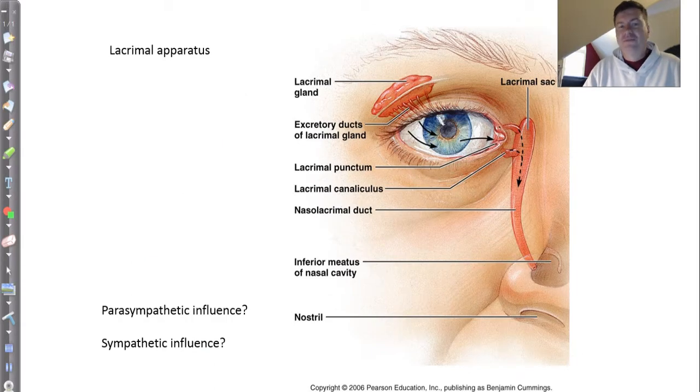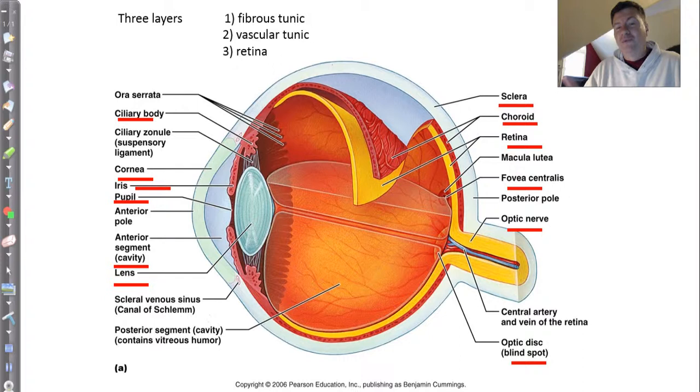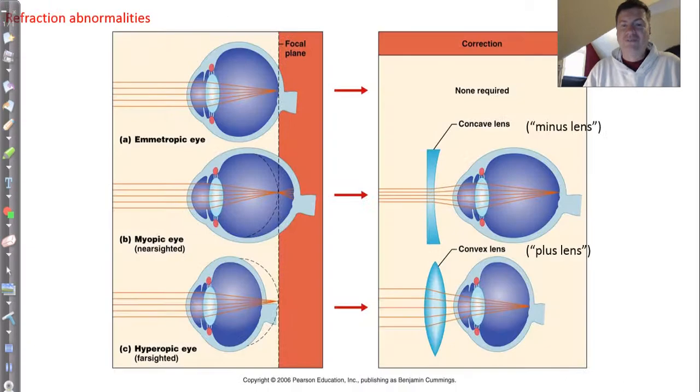I'm not sure why I put this one in here, but you should remember the basics of the lacrimal apparatus, how the tears form. I wanted you to see this one. Parts of the eye, very fair game. You should know the parts of the eye, how light passes through it, how light gets refracted, how light gets bent as it travels through the eye.